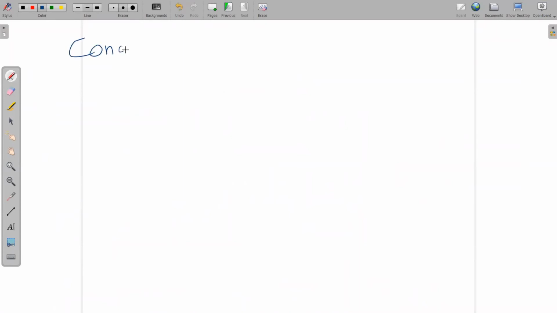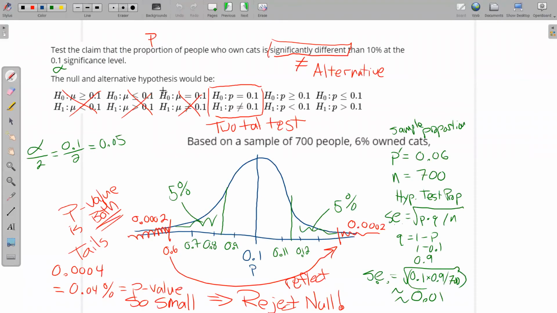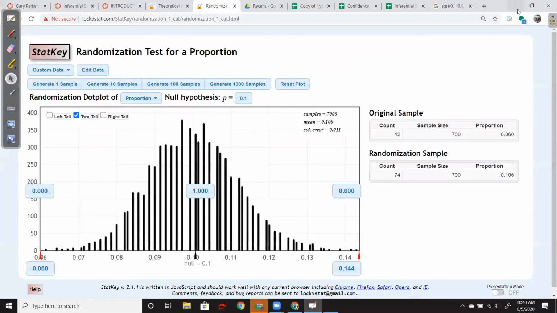So what does it mean to reject the null? In this situation, let's just go back and read the situation again. Test the claim that the proportion of people who own cats is significantly different than 10%. So that was my alternative hypothesis. The null would be that the proportion of people who own cats is 10%. So we have sufficient evidence that it is different than 10%. So that's what I'm going to say.